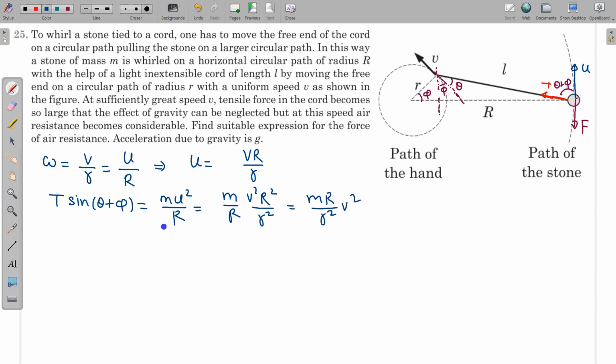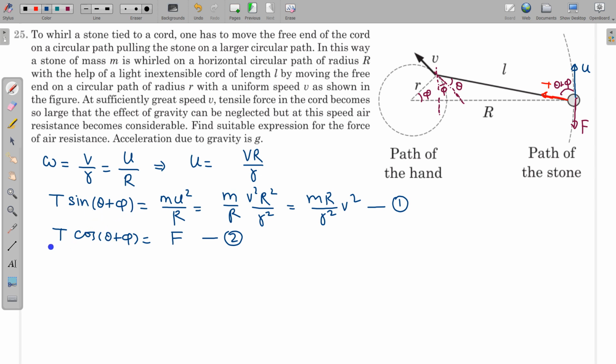So this is, let's say, equation number 1. Tension's component along this velocity is balancing the force due to air resistance. So this is equal to the force due to air resistance. This is my second equation. So we have to find this force, and equation number 1 is in terms of sin(theta plus phi), where theta and phi are variables chosen by me.